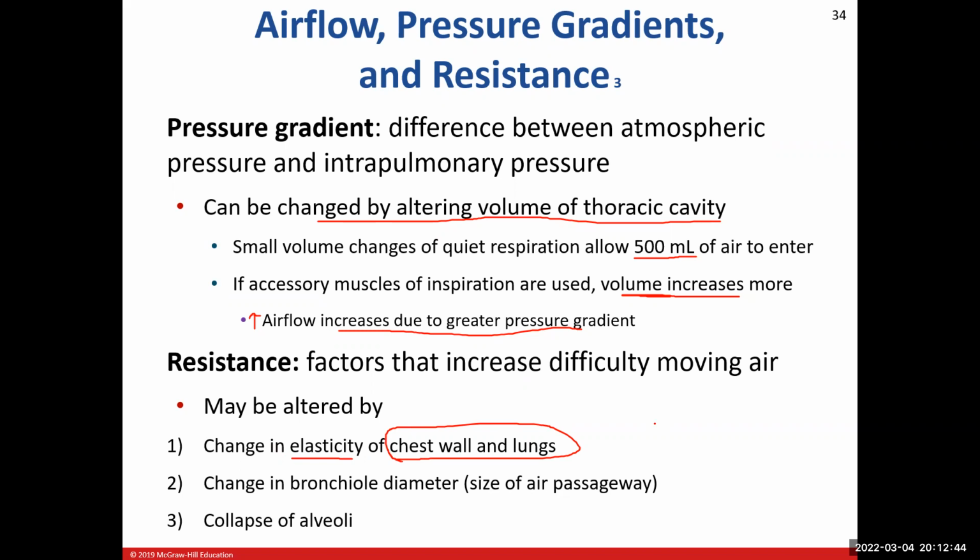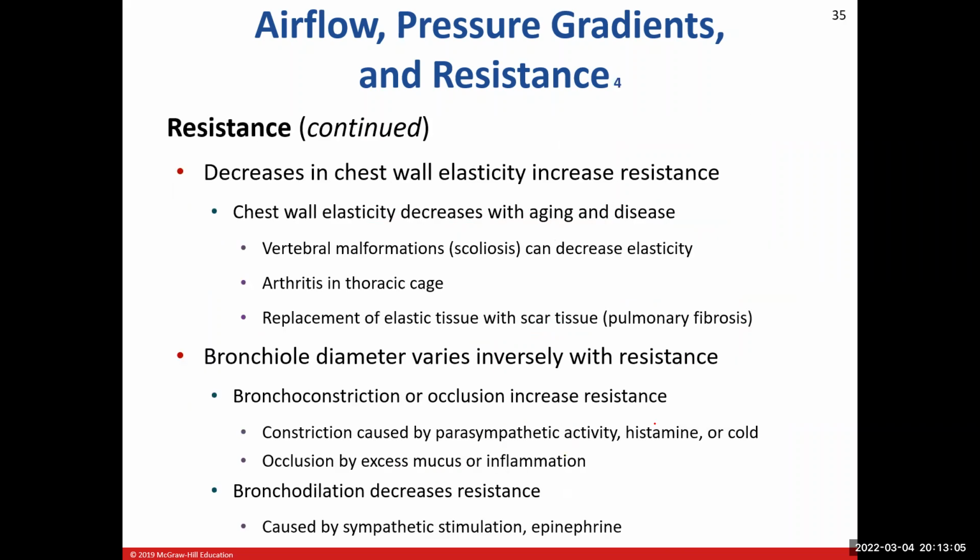We can increase the resistance in the equation for blood flow by changing the diameter, the lumen size, of the arteries. Same scenario here. Another factor that can affect resistance is if we collapse the alveoli. We're going to talk about these in more detail. Okay, so for resistance, if we decrease elasticity, we are going to increase the resistance there.